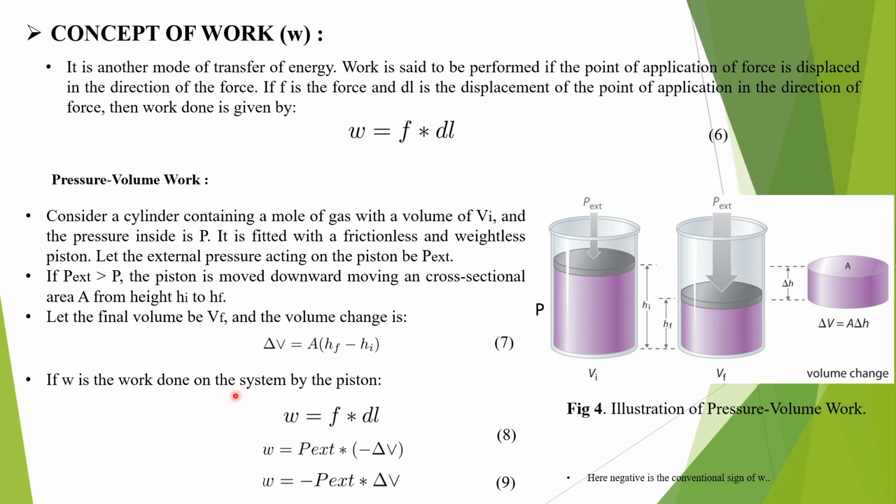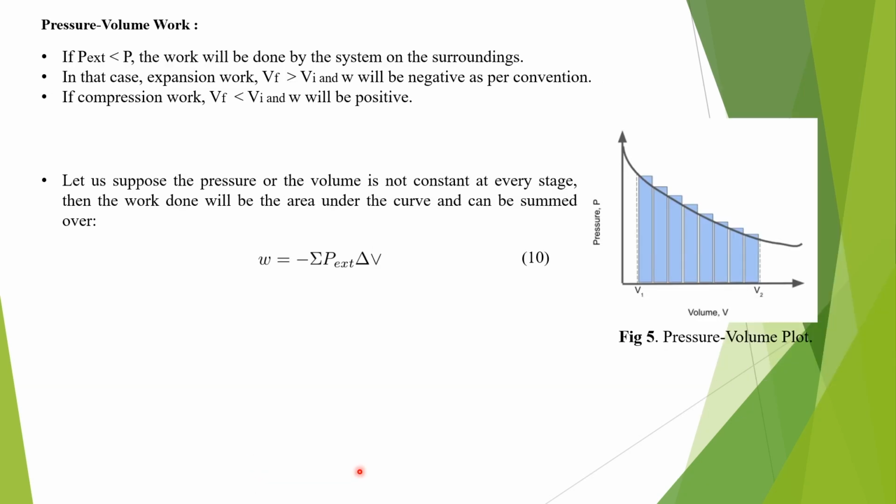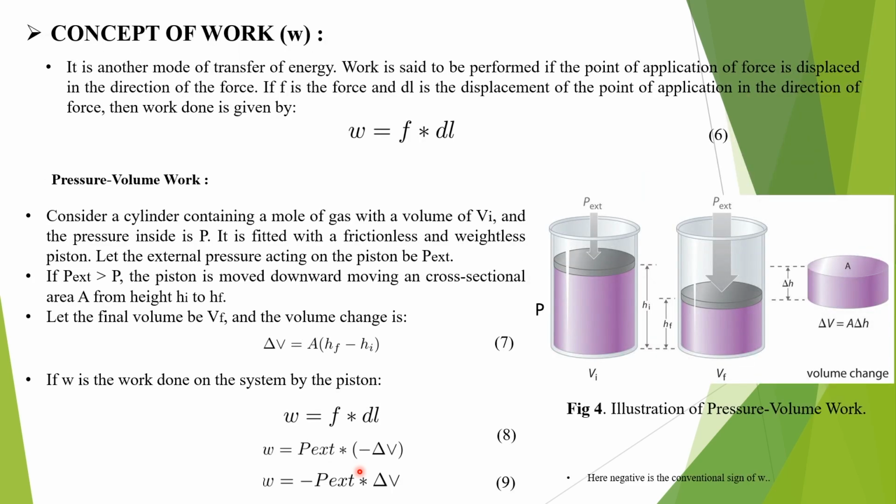So if W is the work done on the system by the piston, then W is P external times minus delta V. So we get W equals minus P external times delta V. So this is the work done on the system. Now pressure volume work, if P external is less than P. In the previous case we considered P external greater than P.